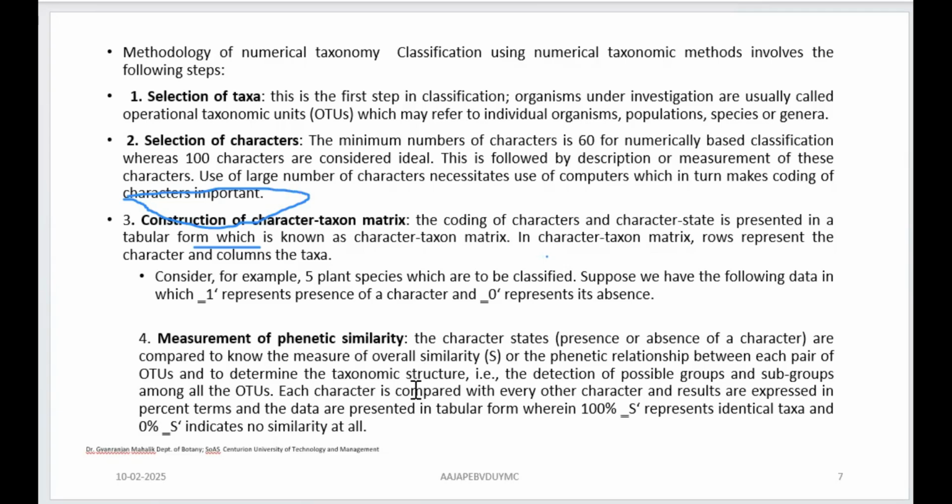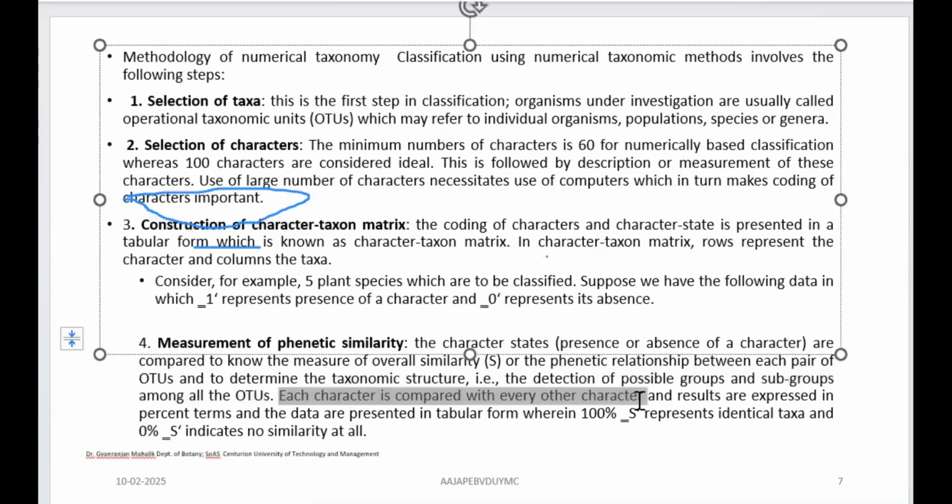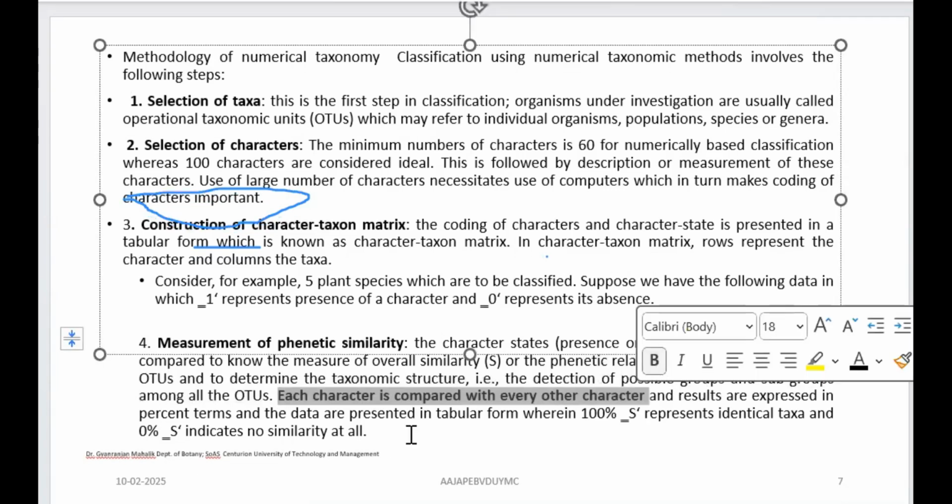All right, so all these characteristics you have to compare. Each character is going to be compared with another character. This is very important, right? And results are expressed in terms of percentage, and it is given in the form of a table where 100% similarity represents identical taxa and 0% indicates no similarity at all, which is quite obvious, right?